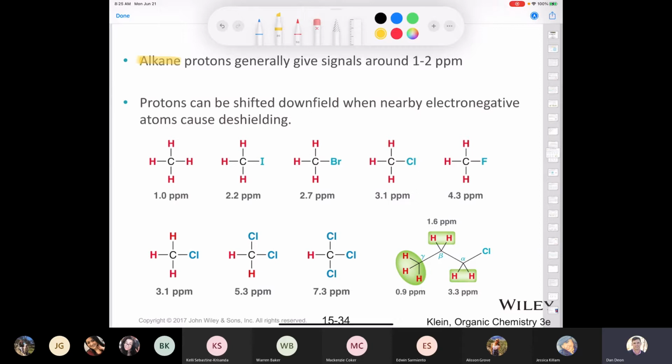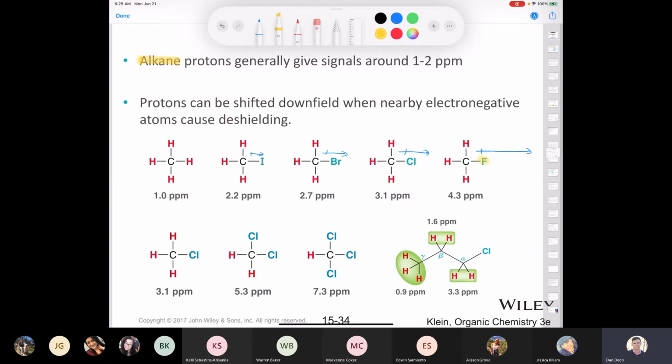If you look at methane, the 3 protons are all chemically equivalent, and they have a chemical shift of 1 part per million. But as we put a halogen, whether it's iodine, bromine, chlorine, or fluorine, you see that the chemical shift increases. Why? Because these are electronegative elements and they have an electron withdrawing effect, and you see that it gets bigger and bigger as we get all the way up to fluorine, which is the most electronegative element. So this is an inductive effect, essentially, right?